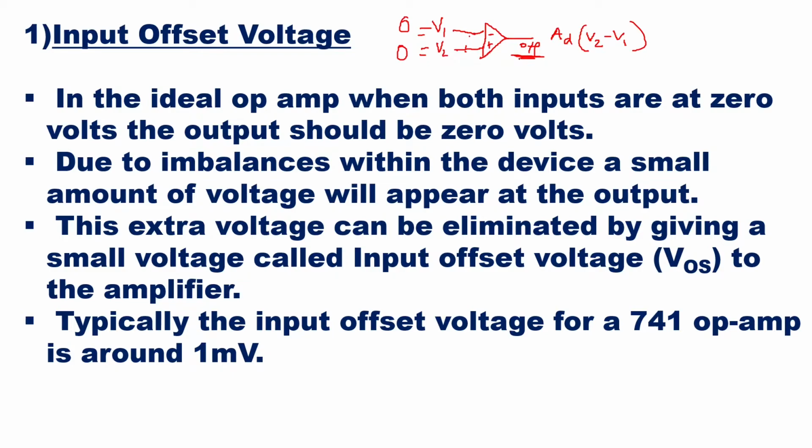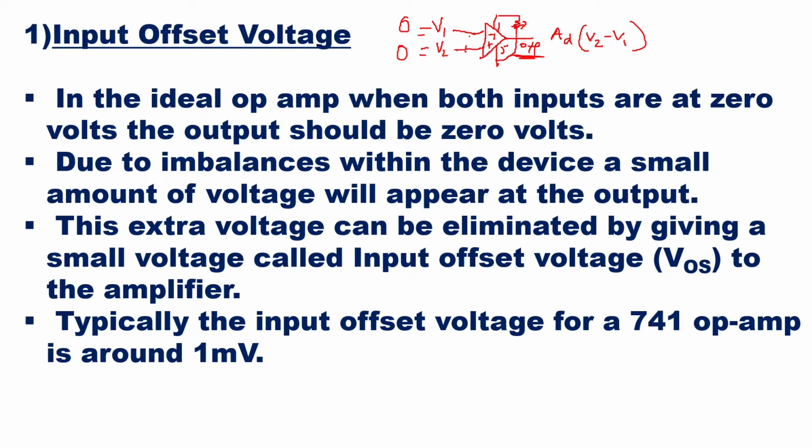Now that offset voltage, whenever you want to use the OPAMP for practical purposes, should first be made 0. Otherwise, that offset voltage will add to your real calculations. And that can be made 0 by connecting a potentiometer between pin number 1 and 5. 1 and 5, you can connect a pot. Okay, so if you vary that pot, the output voltage will become 0 whenever the input is 0.